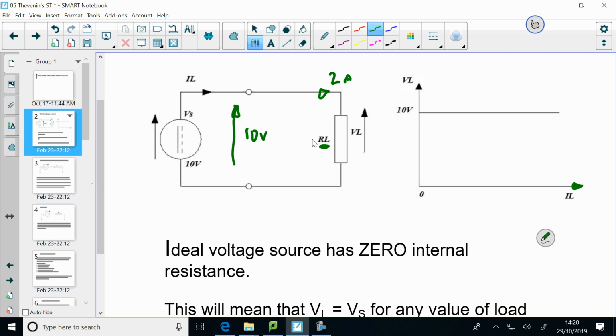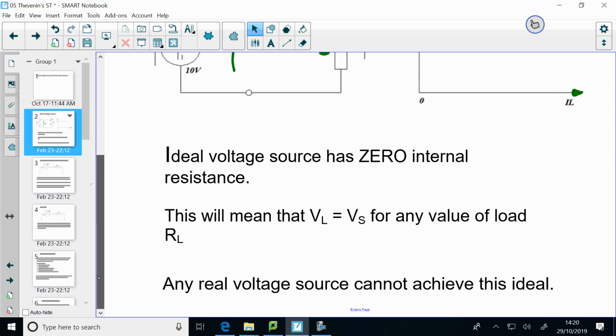Now, in the real world, they don't exist. You cannot get a voltage source that's ideal, that will always deliver the same voltage regardless of current. It's not possible. That would mean that VL is equal to VS for any value of load. Any real voltage source can't achieve that situation. So what we need is a way to represent a real voltage source.